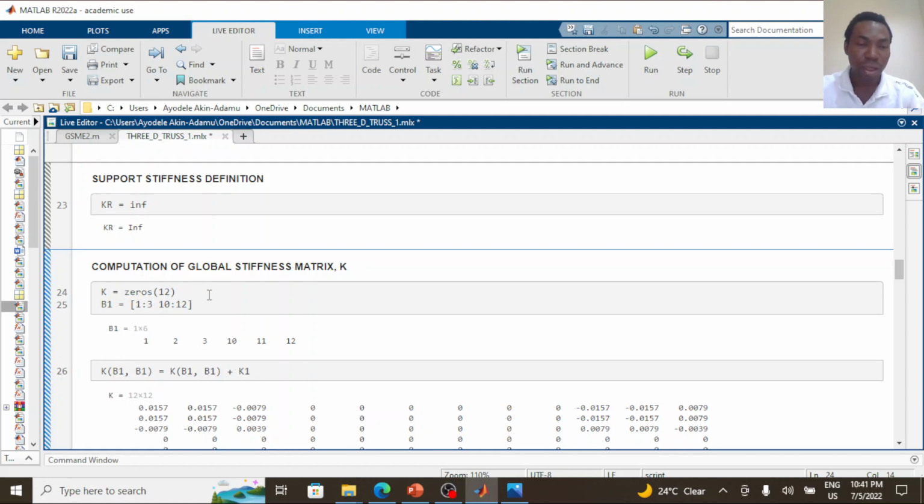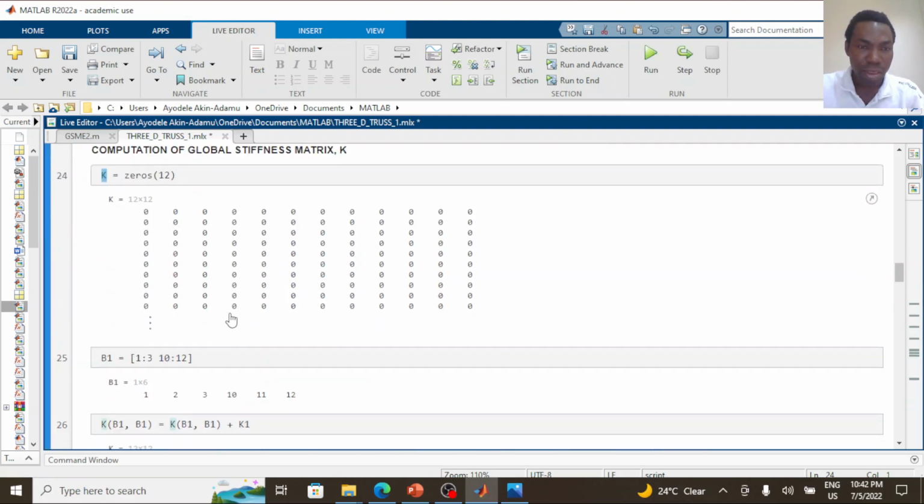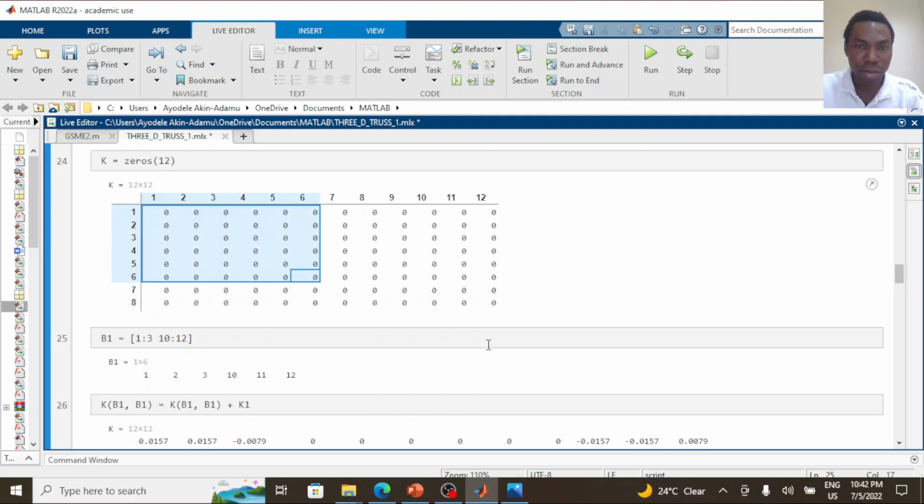I create a 12 by 12 square matrix and assign it to K. K here represents my global stiffness matrix. I'm going to assemble the global stiffness matrix into this zero matrix. So I run this, and you see the 12 by 12 zero matrix.